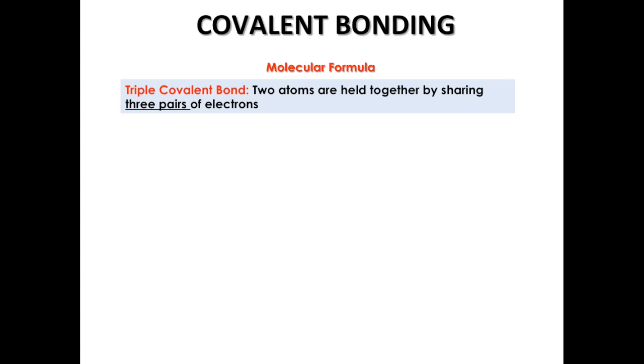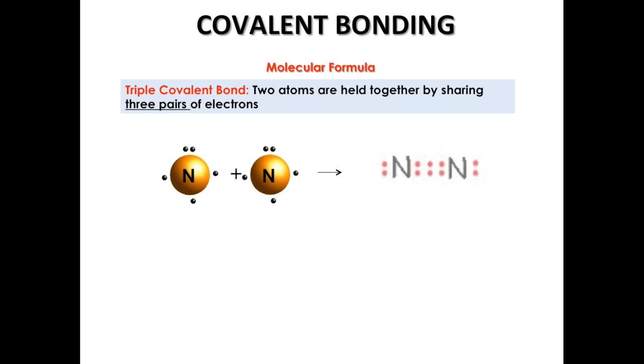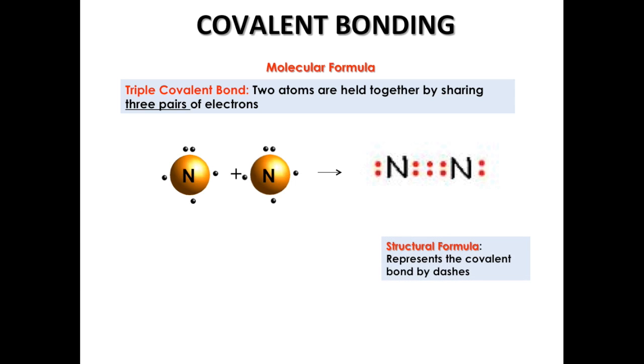Now we can have a triple covalent bond. It is when two atoms are held together by sharing three pairs of electrons. In our example is nitrogen atom 2 times, and each nitrogen to complete the octet rule will need to share 3 electrons. The structural formula represented with dashes will be nitrogen, 3 dashes, nitrogen. And the molecular formula, back again, N2.